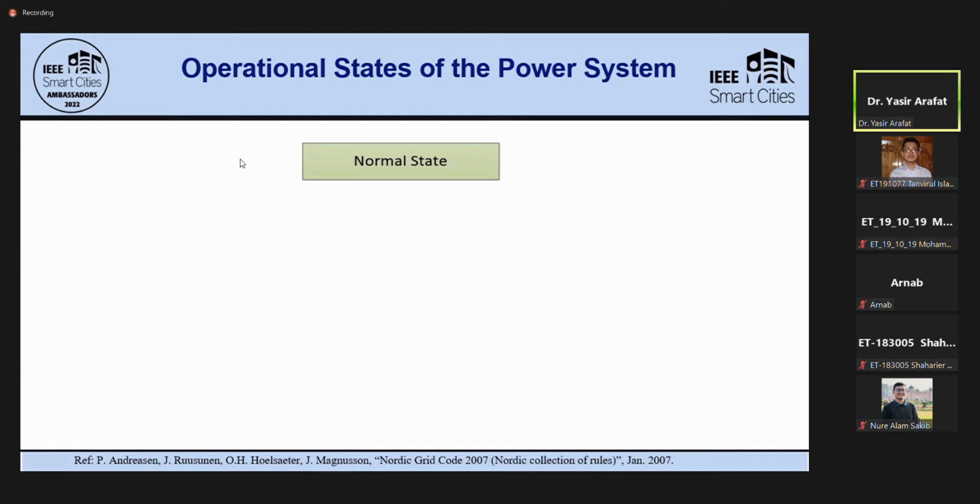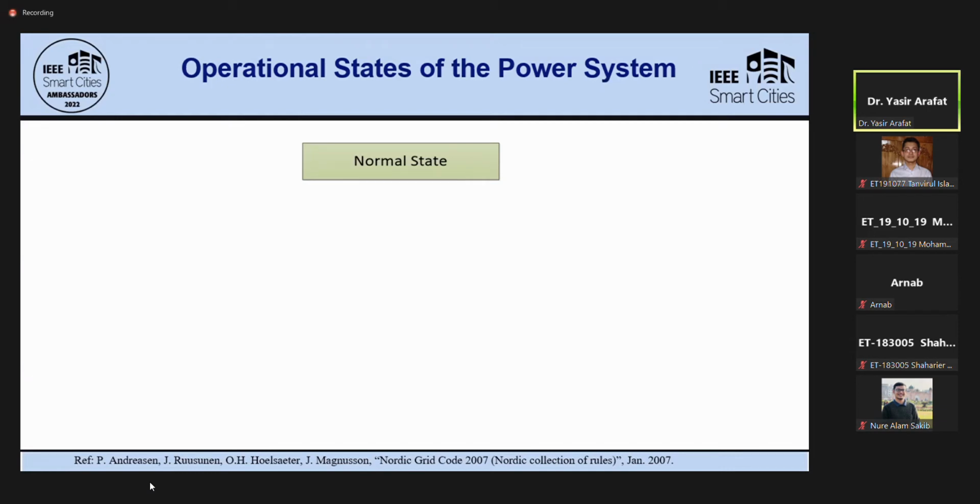We are planning to use this remote on-off control switch for emergency grid management by performing load shedding when load shedding is compulsory to save the grid. So in the power system, we generally talk about 4 operational states to describe the operational condition of the power system. One is normal state, one is alert state, one is disturbed state, and one is emergency state.